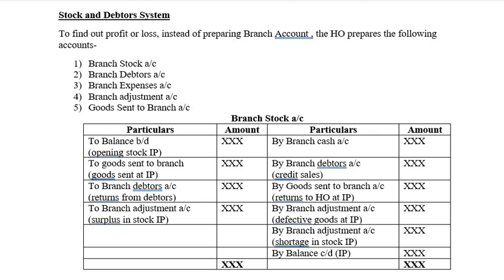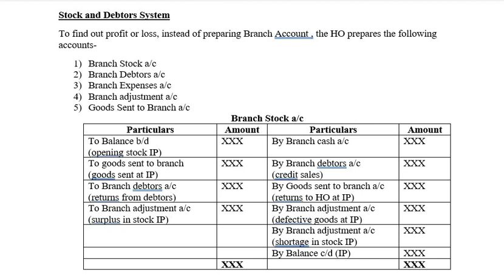Now, when is this particular system used? The branch gets the instruction to sell the goods at the price that has been fixed by the head office. But then they don't get to know the exact amount of profit or loss being made. So there is an alternative way of finding out the profit or loss.